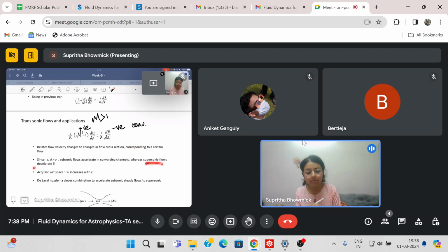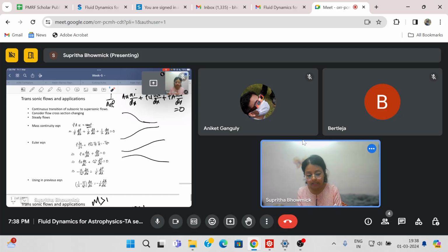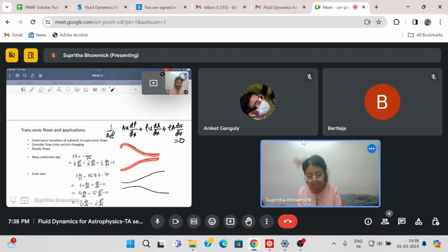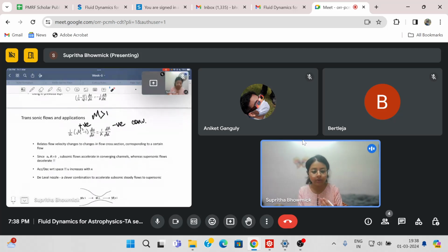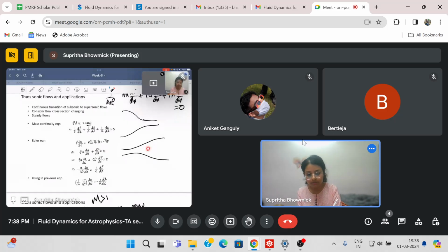And this is very counterintuitive. You would expect that if the pipe tapers off, u should increase. But that's only for a certain flow condition. That's only true for subsonic flows. For supersonic flows, the fluid will decelerate. And when I say accelerate, decelerate, do not confuse it with acceleration, deceleration in time. These are steady flows. So at a certain point in x, u does not change. It's as you go along x that u is increasing or decreasing.